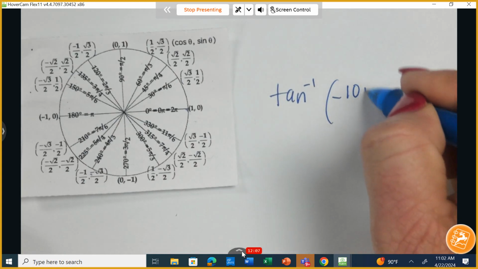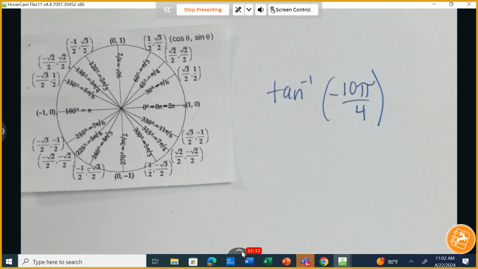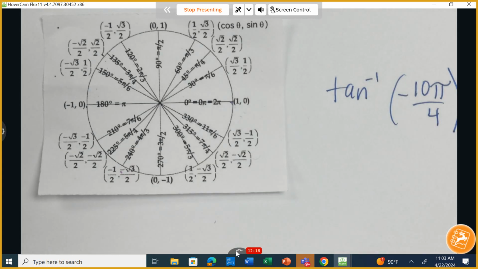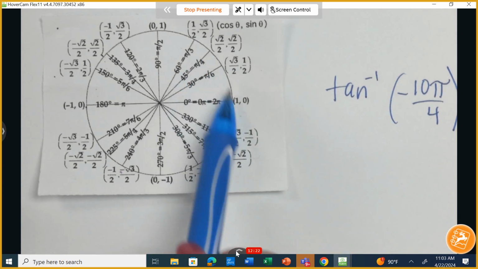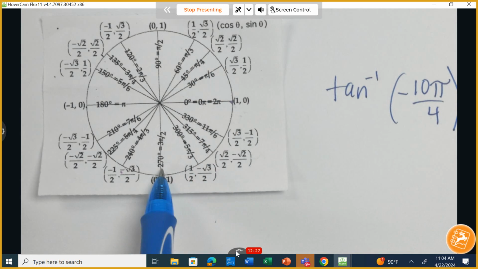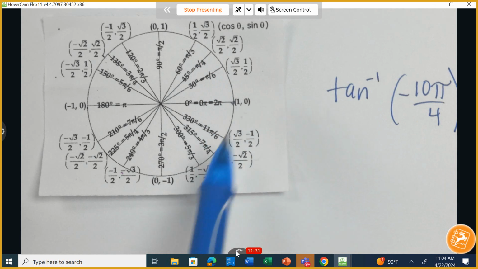Negative 10 pi over 4. My goal is 50% of you. Go. First I need to locate this. So I know when the 4 is on the bottom, I'm counting by 45. So reference angle is 45 degrees. I'm going backwards. 1, 2, 3, 4, 5, 6, 7, 8, 9, 10.